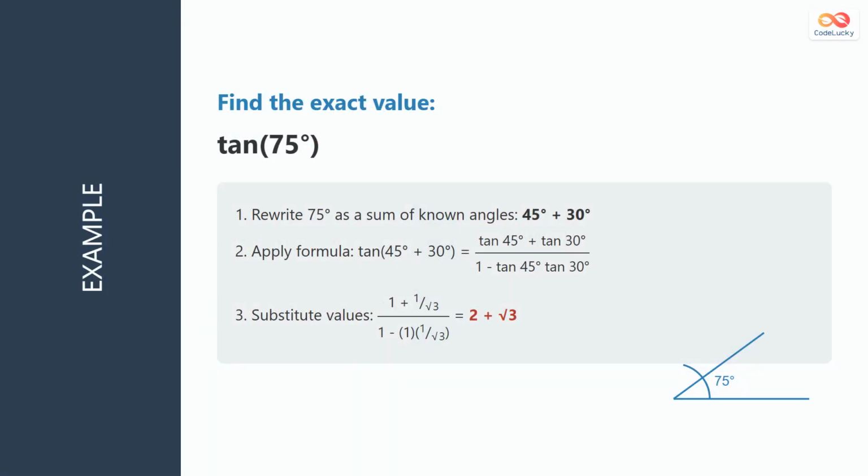Let's apply this to find the exact value of tangent 75 degrees. We know 75 is 45 plus 30. Using our sum formula, we get tangent 45 plus tangent 30 over 1 minus their product. Since tangent 45 is 1 and tangent 30 is 1 over the square root of 3, we substitute these values. After simplifying the algebra, we arrive at the exact answer, 2 plus the square root of 3.